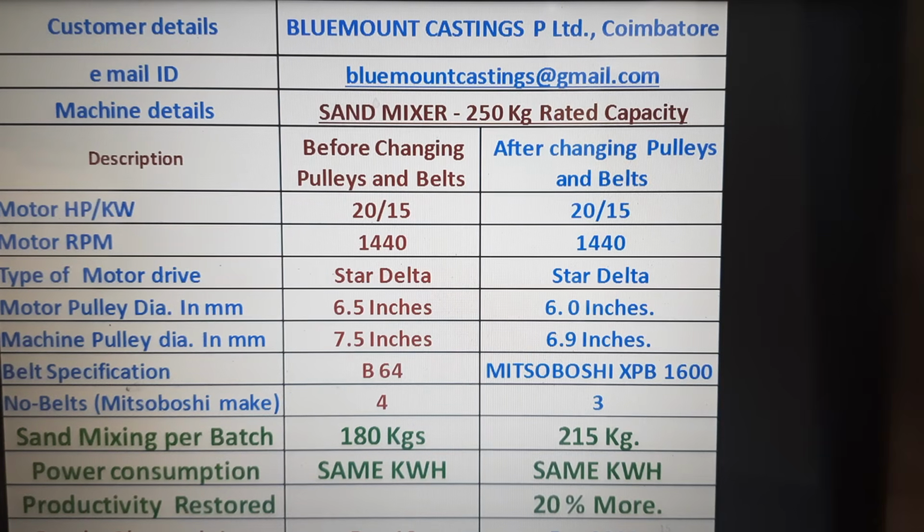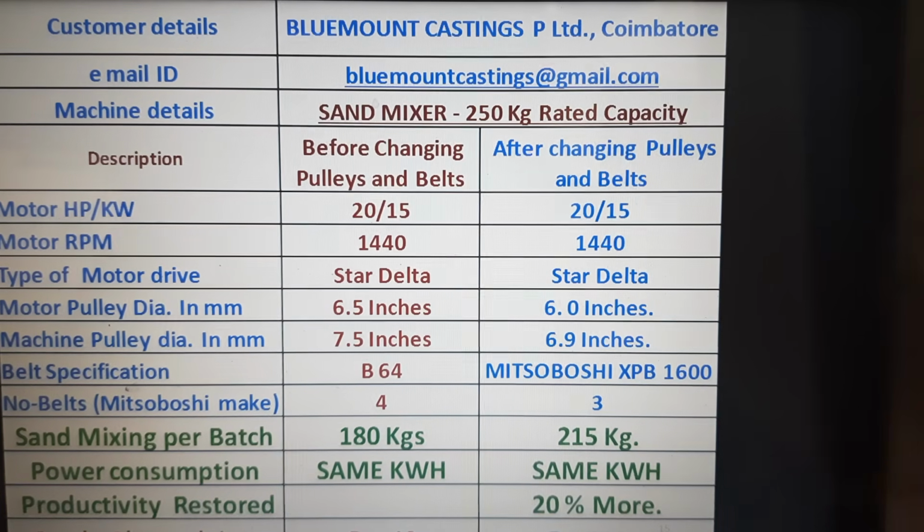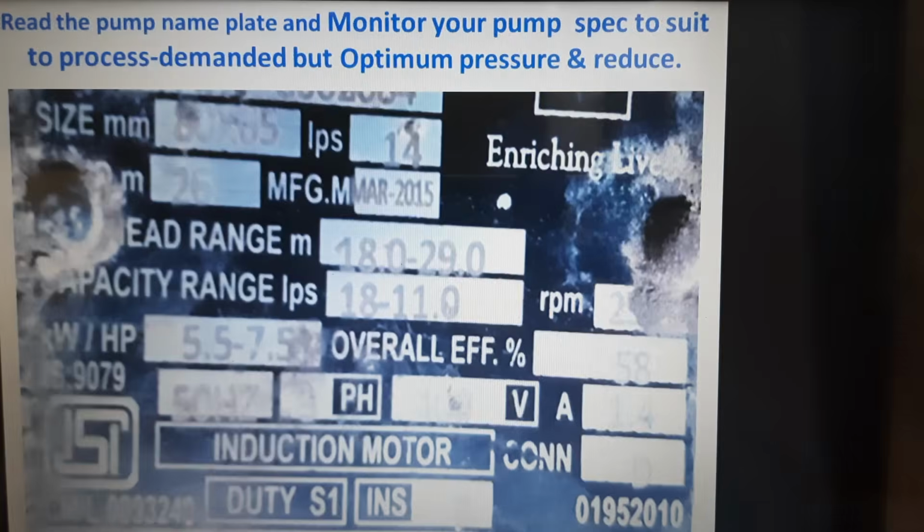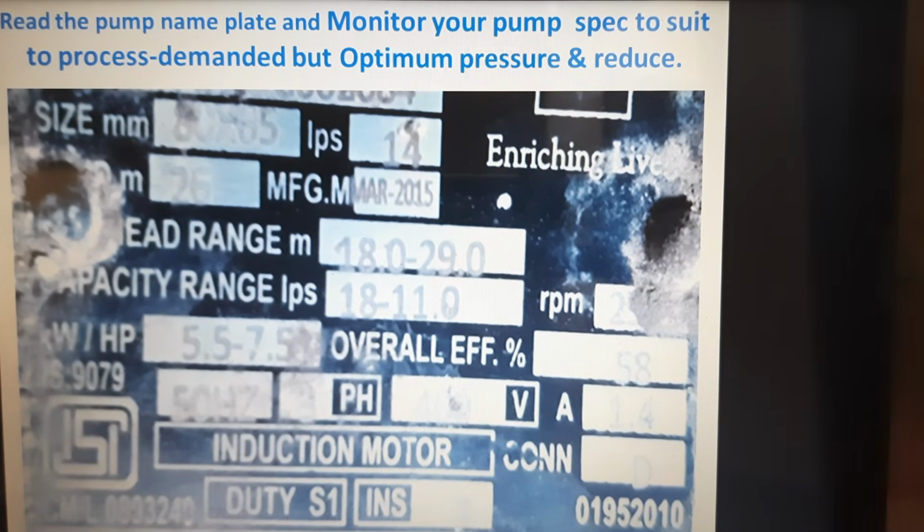This has been done almost 5 or 6 years back, and it is still running in the same condition with the restored capacity of the machine. Instead of changing the machine, costing more than 10 lakhs, this costs around a few thousands, and this can definitely give you a lot of energy savings as well as productivity improvement, restoring the productivity. Coming to the pumps, I am just crossing over from motors to blowers to compressors to pumps.